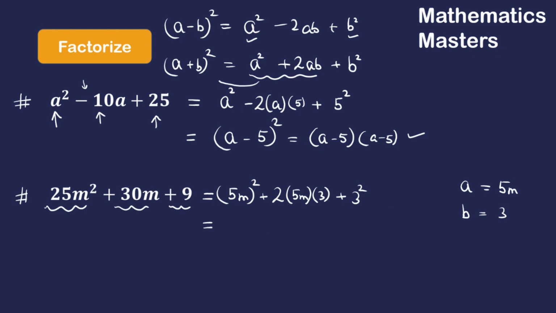So if we apply this identity backwards, we can write (5m plus 3) the whole square, which can be written as (5m plus 3) into (5m plus 3). So we were able to write the given expression as the product of two expressions. That means we were able to factorize. Let's quickly do these two questions using the identities. So over here we have one more question.